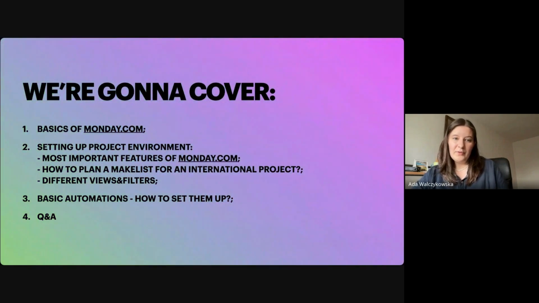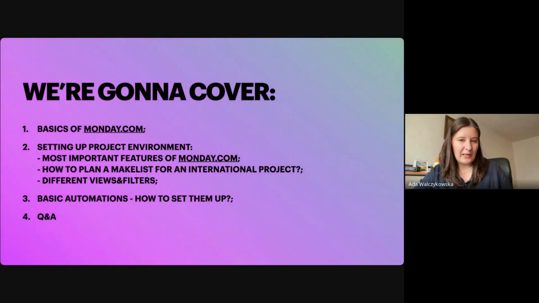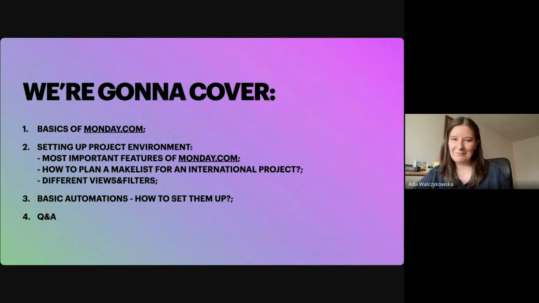After this, we will move into an example setting of a project environment, and we're going to highlight the most important features that are used in the system. My advice is on how to set up a make list or production list for an international project, and then different views and filters. As the third very important point, we will go through basic automations and how to set them up. After this, if you have any questions, I will hopefully be able to answer them.